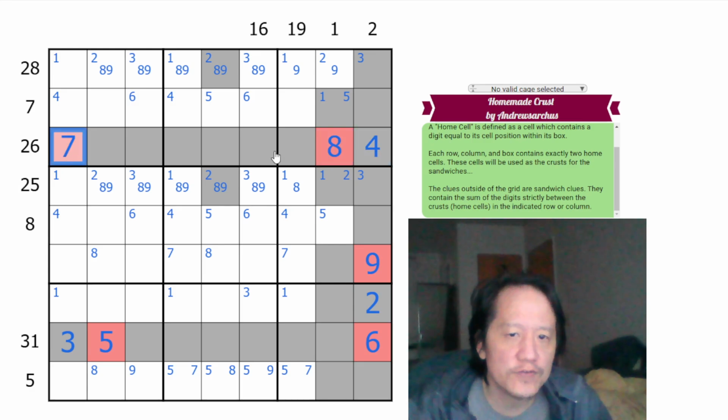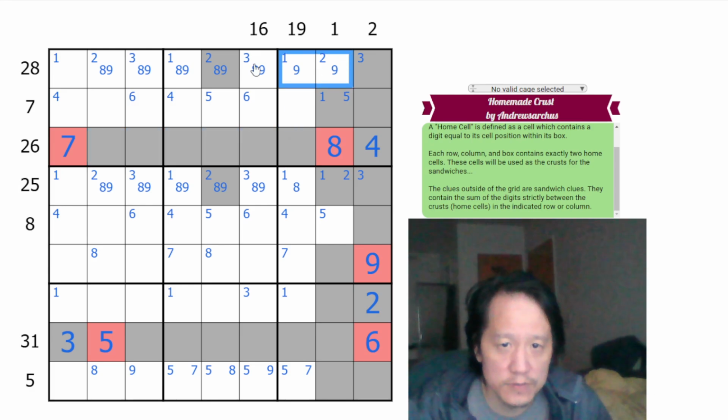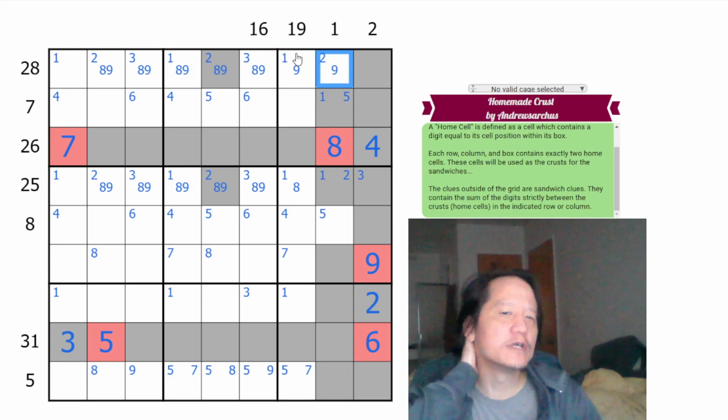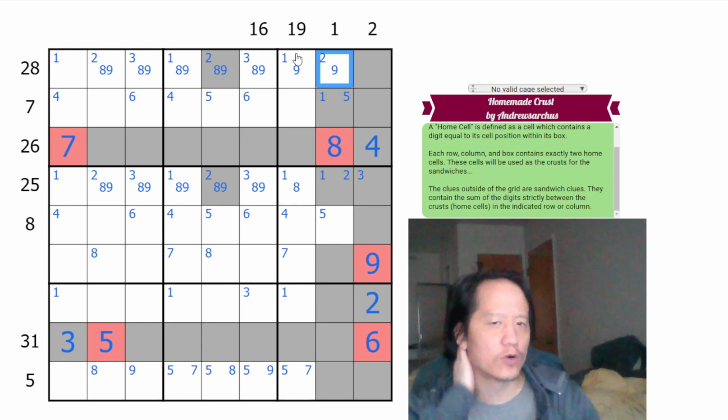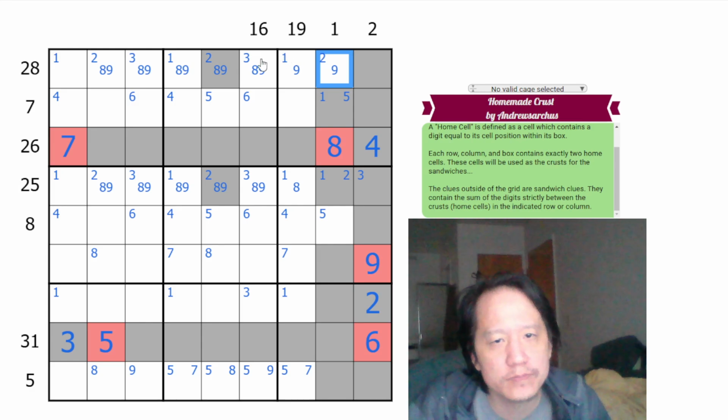So again, this is 15 plus 19. 45 minus 19 is 26, so that works. This cannot be the home cell, so that's out. 28. It has to be 4 in between. So since this can't be the home cell, if this were a home cell, 1, 2, 3, 4. So this cannot be a home cell because it can't be with either side now.